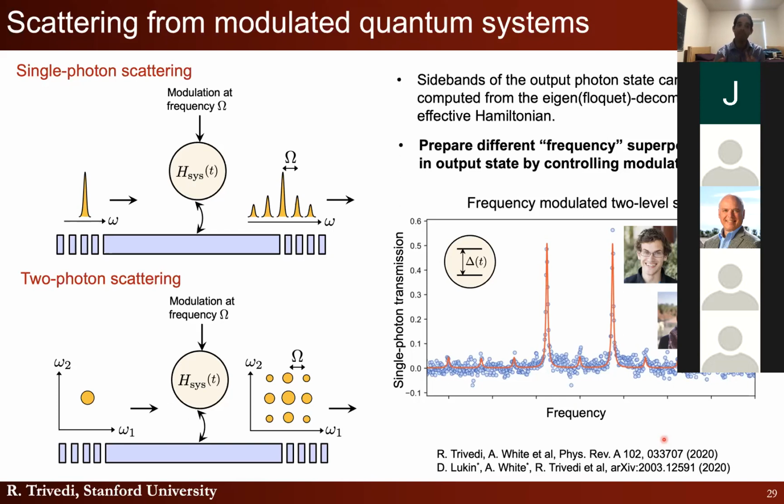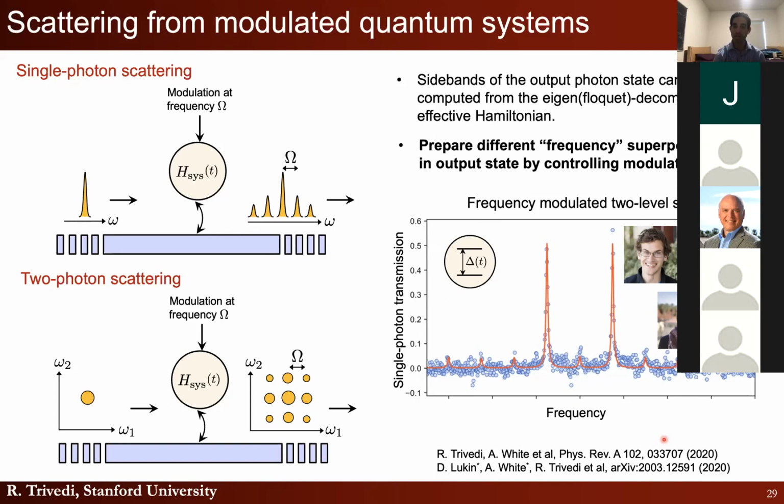So as a very simple example, we looked at a two-level system that we can modulate as a function of time. By choosing the modulation properly, we could construct, for example, an equal superposition of photons at two different frequencies and suppress photons appearing at all the other frequencies. This is a design that we could do very simply using the scattering matrix for these systems. And we could also demonstrate experimentally that this works.